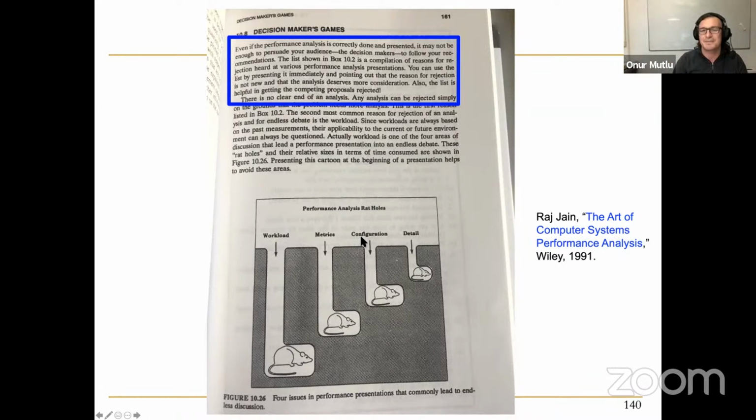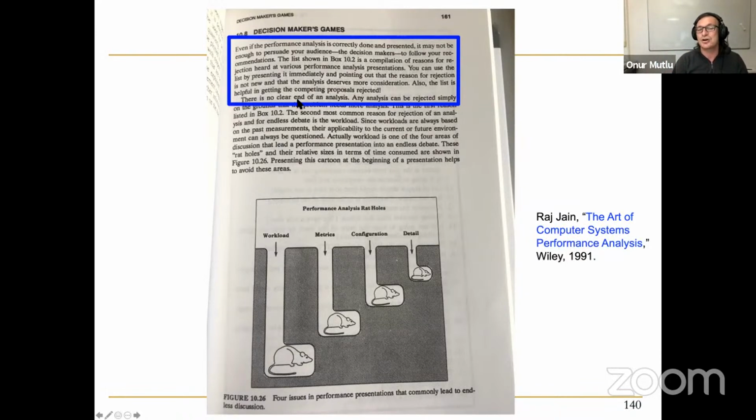The list shown below in this box is a compilation. Well, in the next page, actually, this is a pictorial representation of that box, distilled reasons for rejection heard at various performance analysis presentations. You can use the list by presenting it immediately and pointing out that the reason for rejection is not new and the analysis deserves more consideration. Also, the list is helpful in getting the competing proposal rejected. He is making a joke, of course, over here.